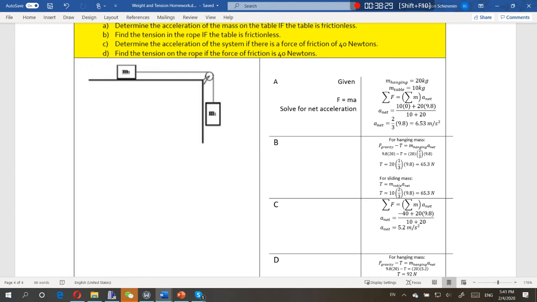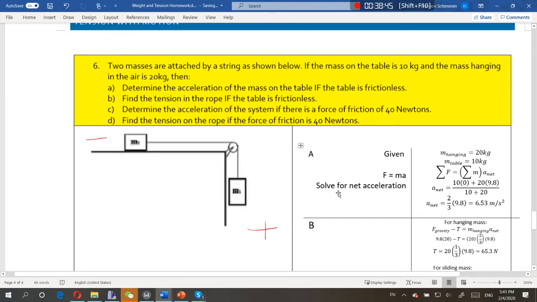Okay. So I'm going to take that sum of the forces and divide by the total masses. So I had 30 total kilograms of mass. And if I divide that out, I'll get 2/3 of 9.8, which is 6.53 meters per second squared. Any questions on A?